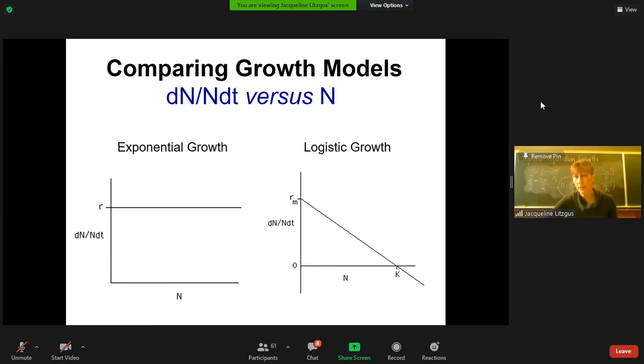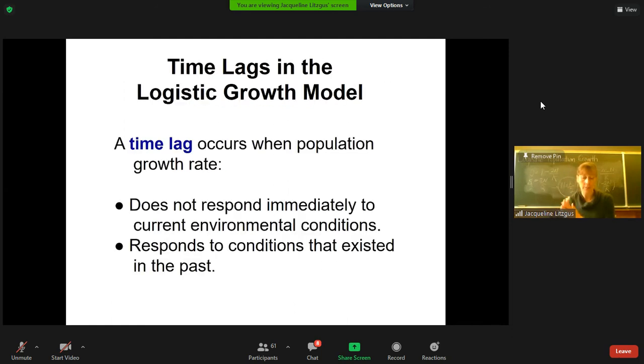But there are ways to actually make the model even better, to consider how we can make it more accurate for some animals. And of course, as I said before when talking about models, if we make things a little bit more specific, then it's going to be less generalizable. We have that trade-off between accuracy and generality. But we're going to include the idea of time lags now into the logistic model.